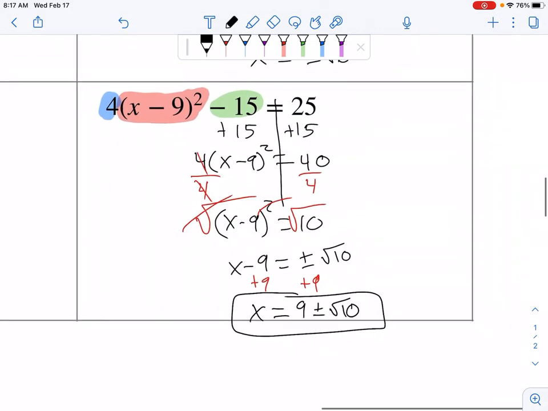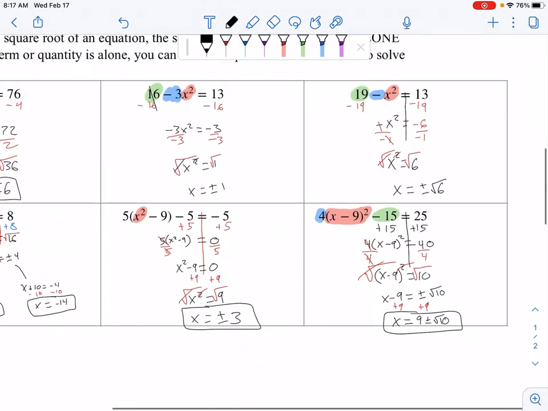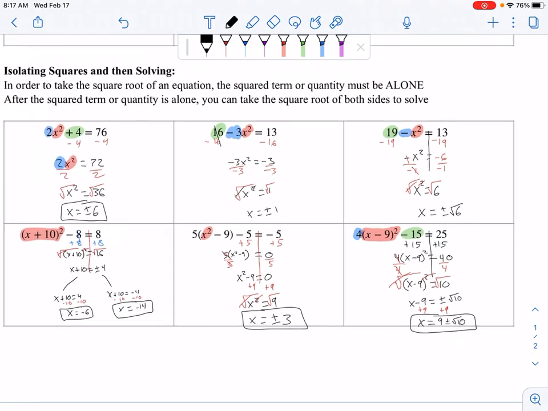Okay, hopefully this made sense. I would say go back, even look at a blank sheet of this and try a few on your own just to see, and then come back and compare if you'd like to, okay?